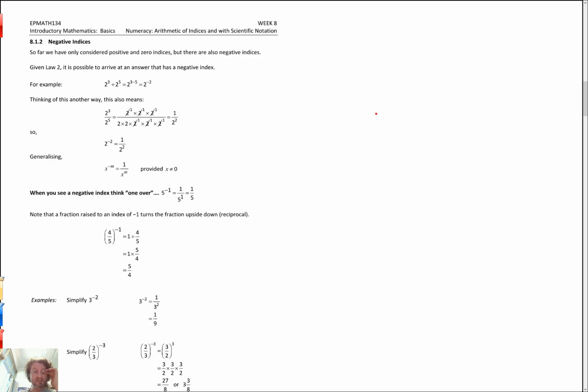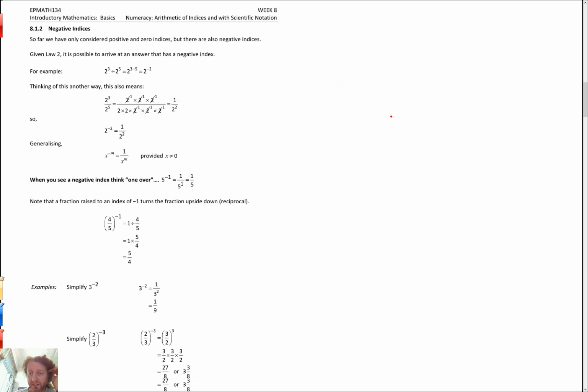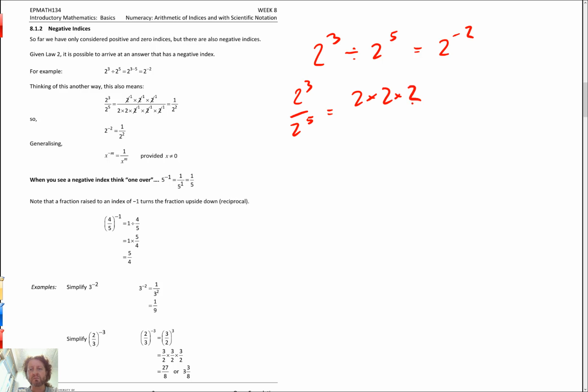Okay, negative indexes, or negative indices. We had one just then. Let's look at what it means. Now, hopefully it'll be a fairly logical thing. 2 cubed divided by 2 to the 5th. Okay, we know 2 cubed divided by 2 to the 5th is 2 to the minus 2. But I can also say 2 cubed over 2 to the 5th is 2 by 2 by 2 on top, and 2 by 2 by 2 by 2 by 2 on the bottom.